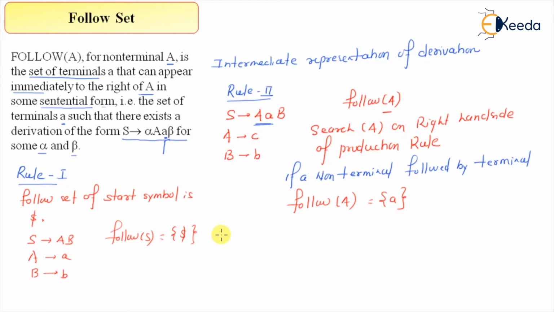Let's come down to rule 3. The first is a trivial rule, the $ for the start symbol, and the second is wherever a non-terminal is followed by a terminal, just include that terminal. Rule 3 can be what? Rule 3 can be S derives A B C, and let's have A derives a, B derives b, and C derives small c. Again I want to compute the follow of capital A.